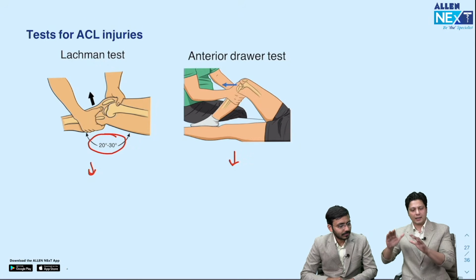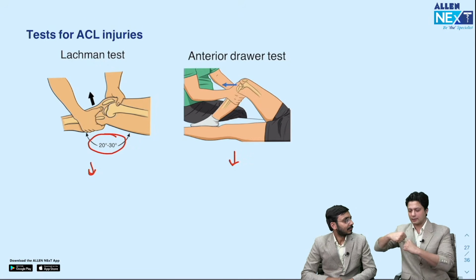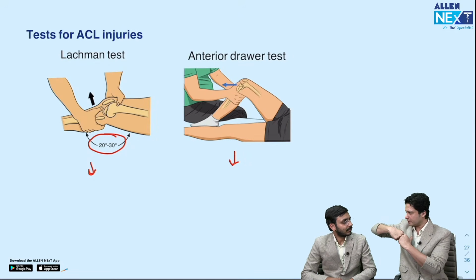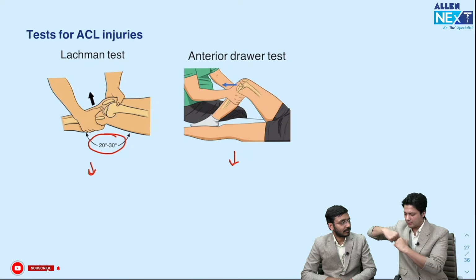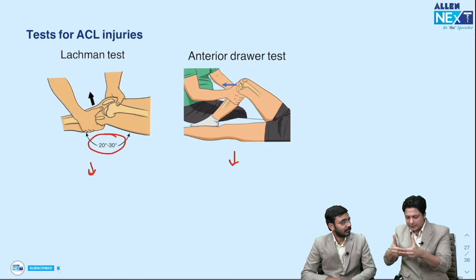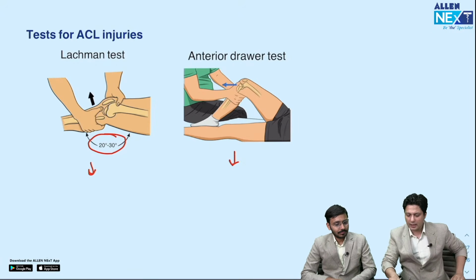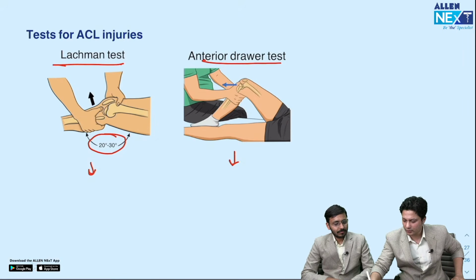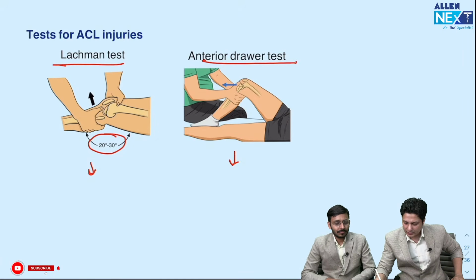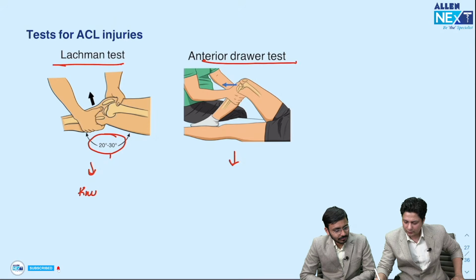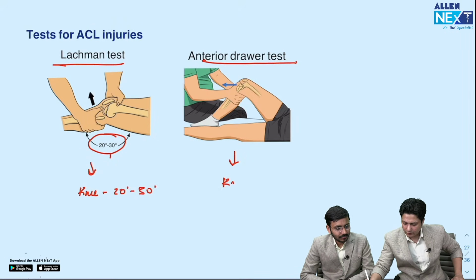The function of the ACL is to prevent the anterior translation of the tibia on the femur. If the ACL is completely ruptured, then there is nothing left, and you can easily appreciate the anterior translation of the tibia on the femur. This is appreciated by the Lachman and anterior drawer tests. In the Lachman test, the knee is bent to 20 to 30 degrees, while in the anterior drawer test, the knee flexion is 90 degrees.